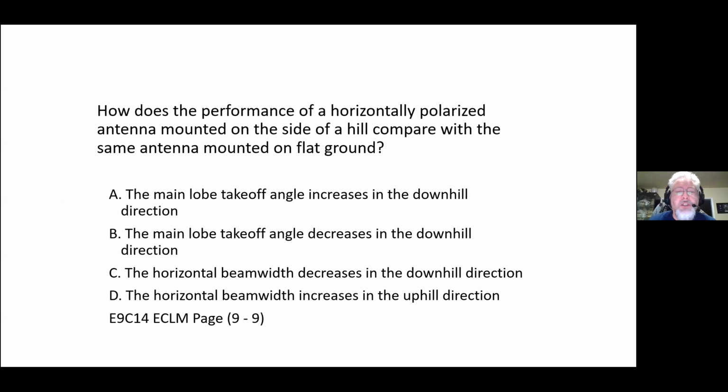How does the performance of a horizontally polarized antenna mounted on the side of a hill compare with the same antenna mounted on flat ground? A, the main lobe takeoff angle increases in the downhill direction. B, the main lobe takeoff angle decreases in the downhill direction. C, the horizontal beam width decreases in the downhill direction. Or D, the horizontal beam width increases in the uphill direction. Bravo. Correct answer is Bravo.